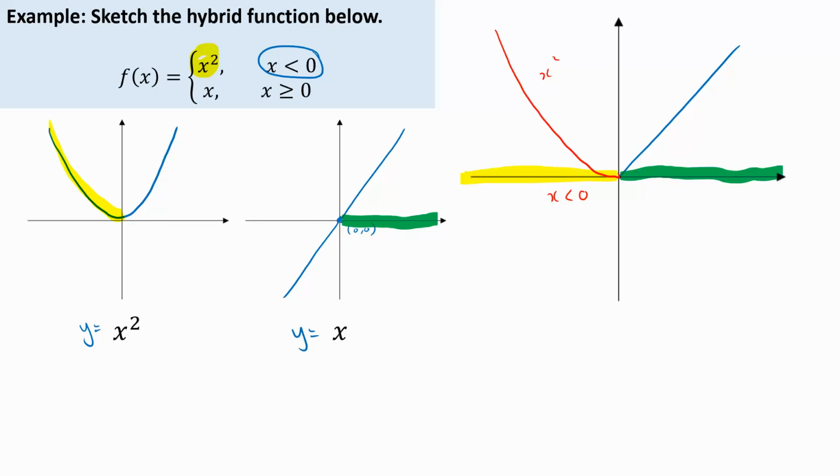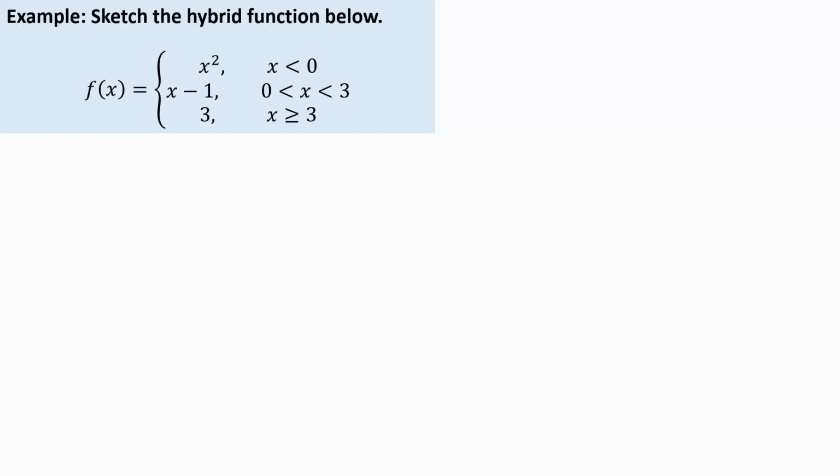Alright, let's try another one, something a bit trickier. This is the one that Sydney asked: what if you had another equation to it? Now I made 3 parts to it. I've got x squared, I've got x minus 1, and I've got a 3. And I've got 3 intervals: when x is less than 0, when x is between 0 and 3, and if x is bigger than or equal to 3. This is the graph I have. So I've got 3 parts.